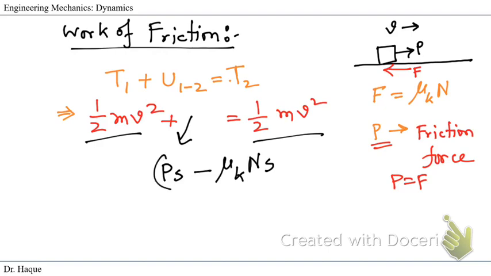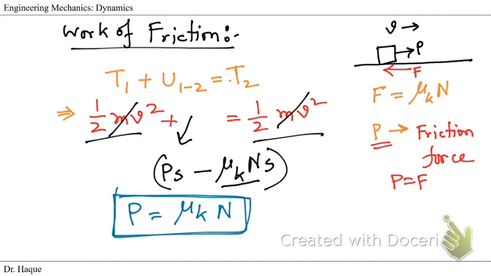So this is the work done: P force times distance S, and then the friction force multiplied by S. For these equations to be valid, this one and this one cancel out, so we are left with P equals mu k N, which is the friction force, and that is what we have assumed.